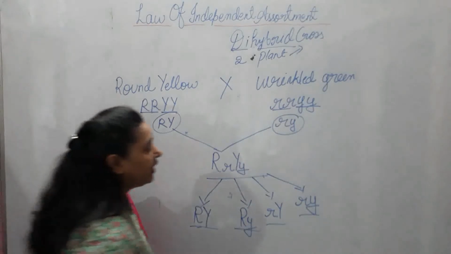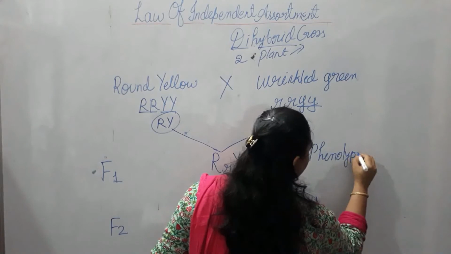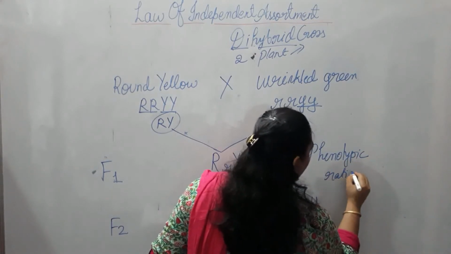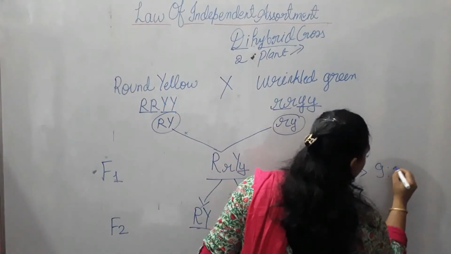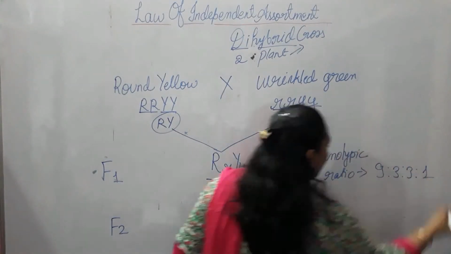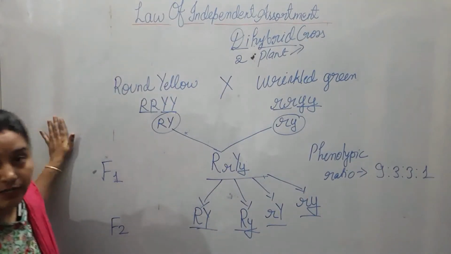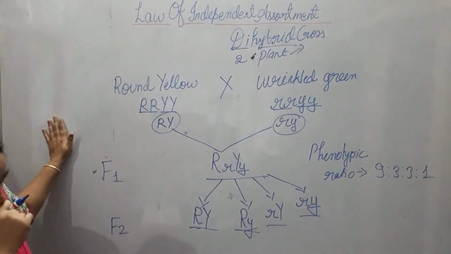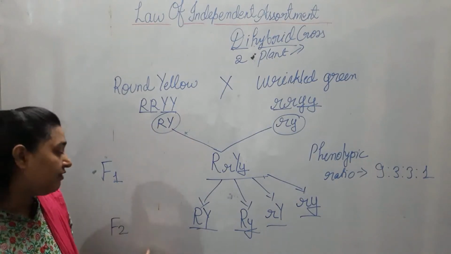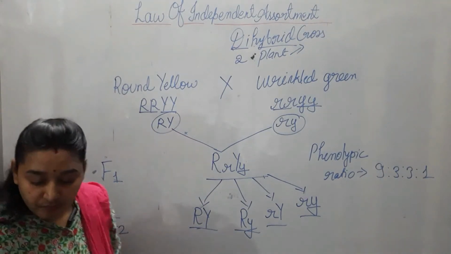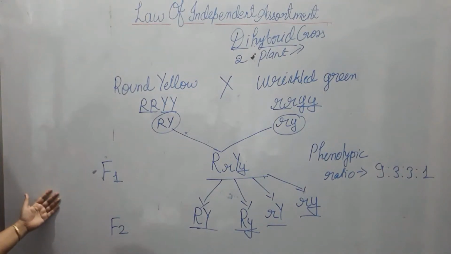So here he got a phenotypic ratio, and this phenotypic ratio was 9:3:3:1. This is the example of your dihybrid cross, where Mendel proved that each and every character expresses itself in the F2 generation. So I hope this is clear to you. If you want, you can copy it down.